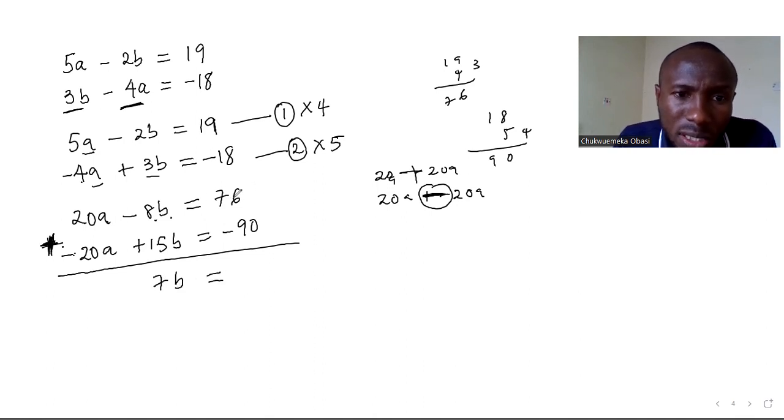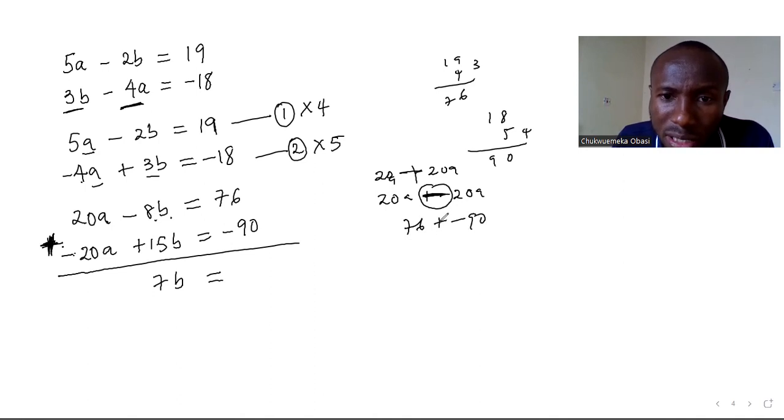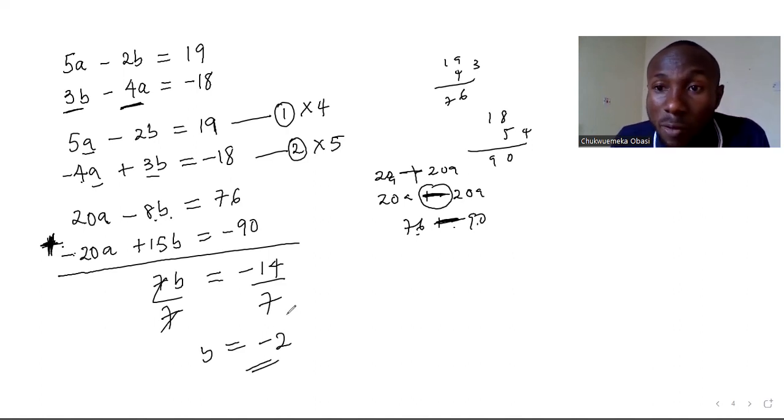And here we've got 76 plus minus 90. That will eventually become, plus minus is same as minus, so 76 minus 90. That will give me negative 14. Yeah, that is it, negative 14. So now you see we've gotten the variable b, and we want to get the value of b. Divide everybody by 7. So b must be equal to negative 2. And now we've gotten the value of b.